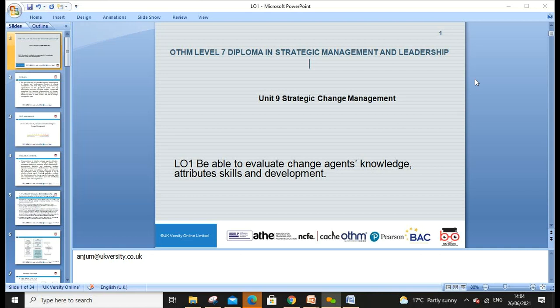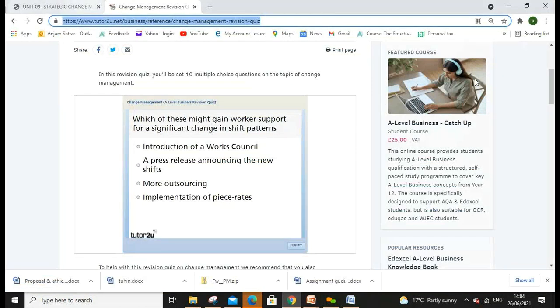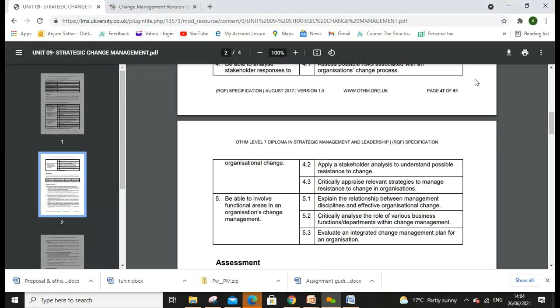My name is Anjum Sattar and my email address is anjum@ukversity.co.uk. Today we are going to start a new unit which is called change management, and we'll go through LO1, which is be able to evaluate change agent knowledge, attributes, skills and development.